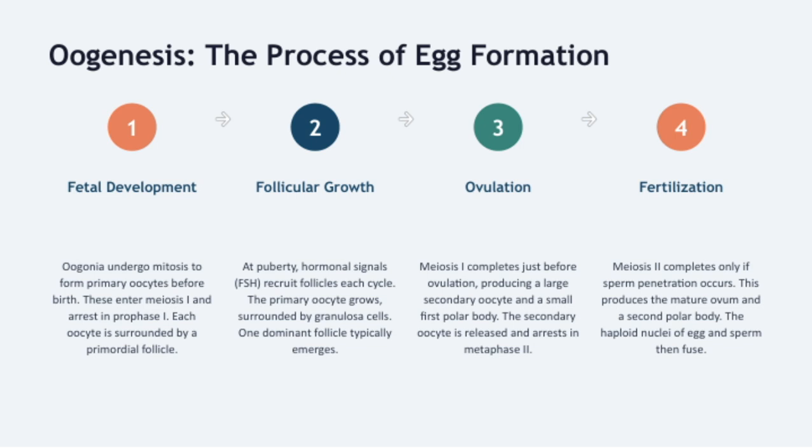Now about fertilization. When sperm penetrates the secondary oocyte, meiosis II is completed only if fertilization occurs. This process produces the mature ovum and a second polar body. The haploid nuclei of the egg and sperm then fuse, resulting in the formation of a diploid zygote that can develop into a new organism. So, to sum up, oogenesis is a carefully orchestrated process, starting before birth and continuing through reproductive years, with key steps involving cell division, follicle development, and hormonal regulation, all crucial for successful reproduction.